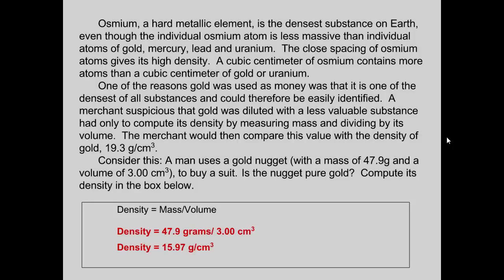All right, any questions about any of this stuff so far? Tomorrow in class, we will talk about calculating the density of various objects and calculating mass if we know density, but that's good for today. No homework.